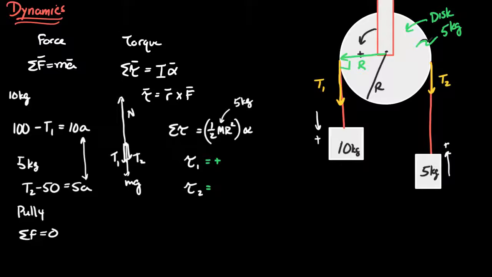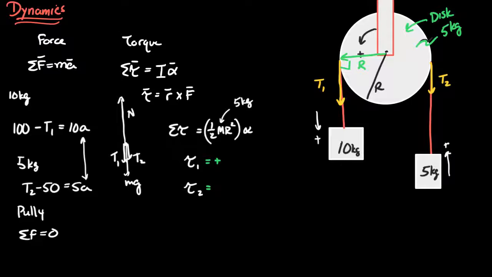I often think that common sense is enough. But if not, when you use your 3-finger rule, you point your finger to the left in this diagram, and then your middle finger has to be pointed downwards to line up with that tension. That makes your thumb point out of the board or out of the page. So it's a positive torque.